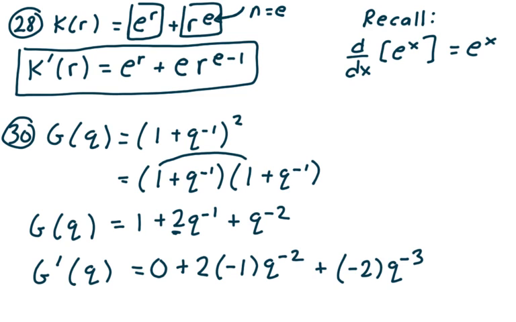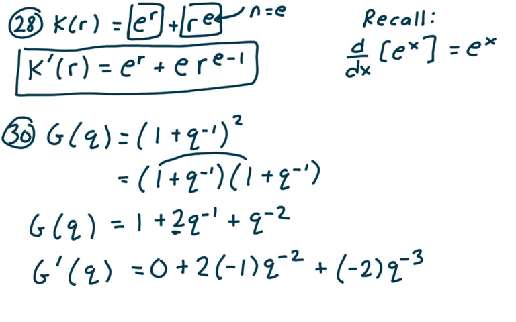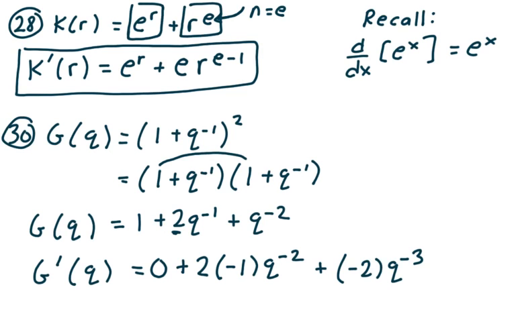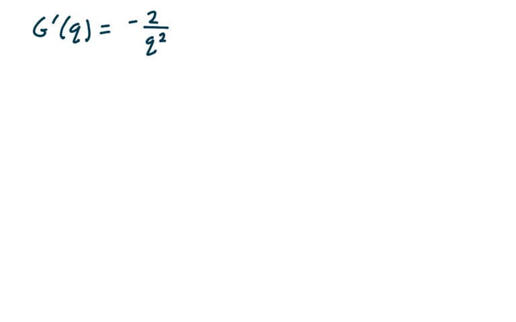And the way I want to teach derivatives is as much as possible, we want to get a common denominator. It's going to help us later on when we get to chapter 4. So g prime of q is negative 2 over q squared. We could write it this way. And then we're going to subtract 2 over q cubed.